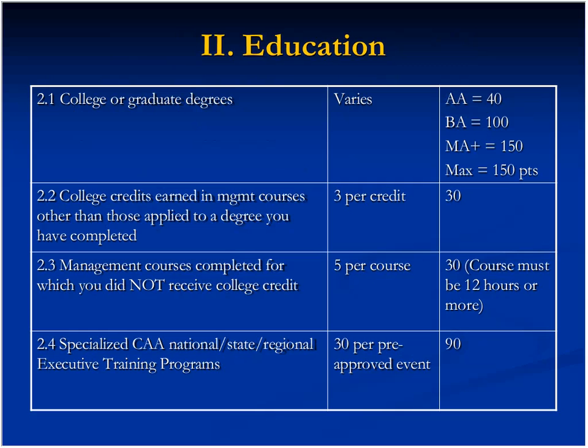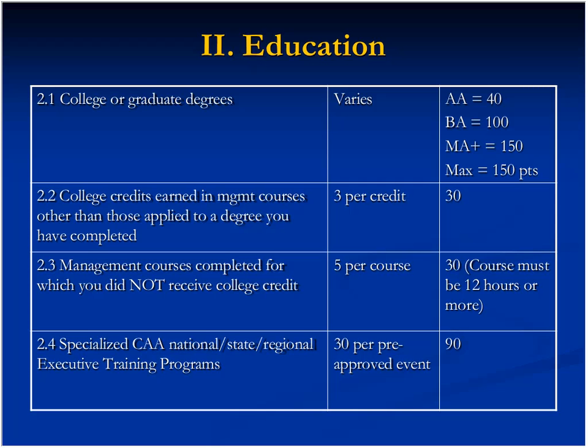So the first is college or graduate degrees. You can gain 40 points for an associate, 100 for a bachelor's, 150 for a master's. But if you have both an associate and a bachelor's, you can accumulate both. It would be 140 points. But if you have a master's or a doctorate, that's going to give you your maximum number of points for degrees that you have achieved.